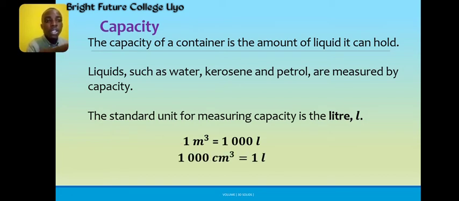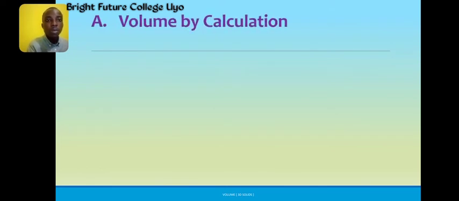Now, the second is 1,000 centimeter cube is equal to 1 liter. They are two different things. So we use the first in converting from meter cube to liters, and we use the second for converting from centimeter cube to liters. So either way the question comes, take note of these two. Let's see how it works in the questions below.